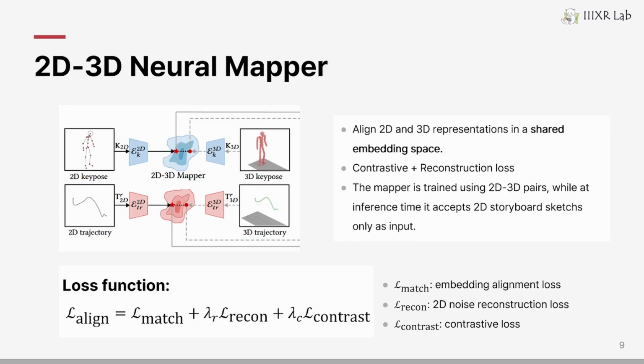The second is the 2D reconstruction loss, which ensures that the model can faithfully reconstruct motion details from noisy or incomplete sketchy inputs. And the third is the contrastive learning loss, which helps the model distinguish correct 2D-3D pairs from mismatched ones, improving the overall cross-domain correspondence. Together, these three training objectives enable the mapper to robustly connect 2D sketches with their corresponding 3D motion representations.